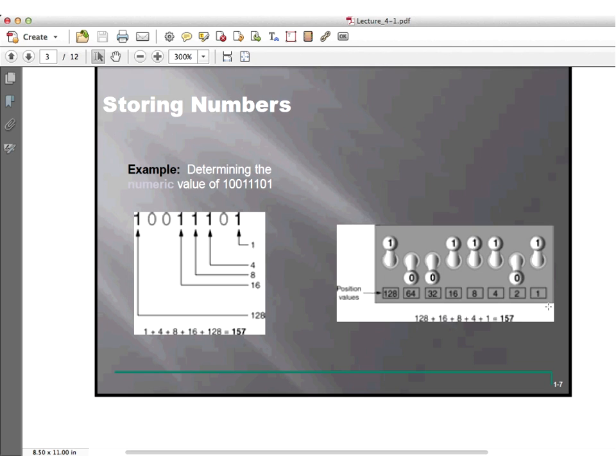So in other words, here they have on the right side this 1 0 1 0 0 1 1 1 0 1, which is 1 in the 128th place, 0 times 64 plus 0 times 32 plus 1 times 16 plus 1 times 8 plus 1 times 4 plus 1 times 2 plus 1 times 1.